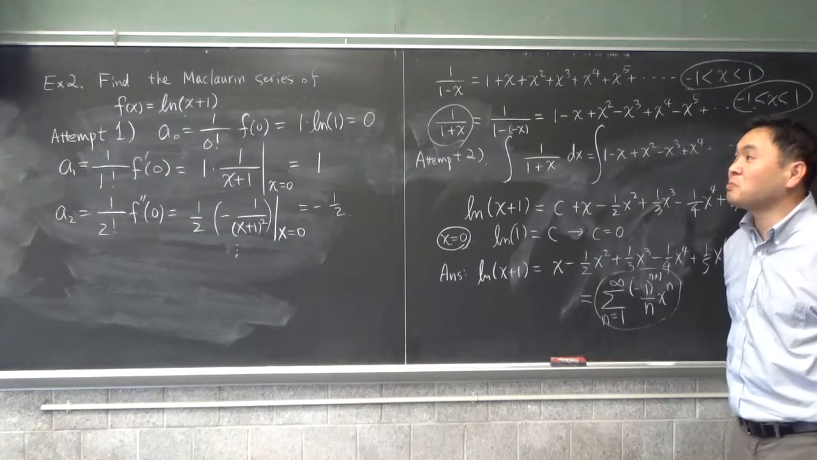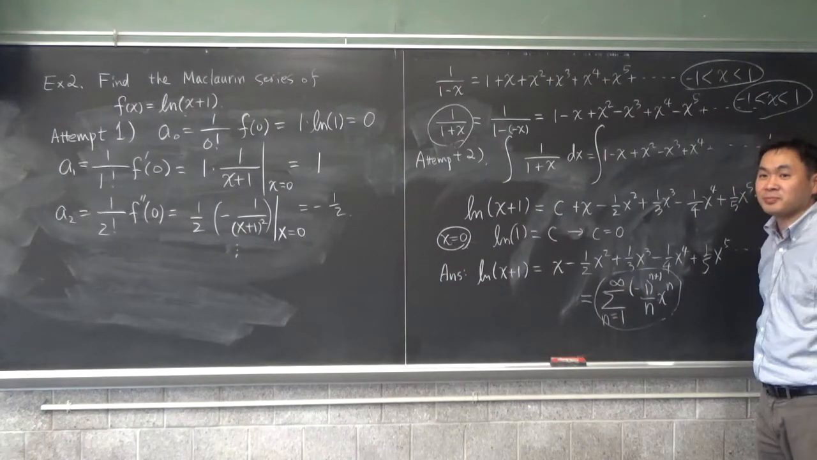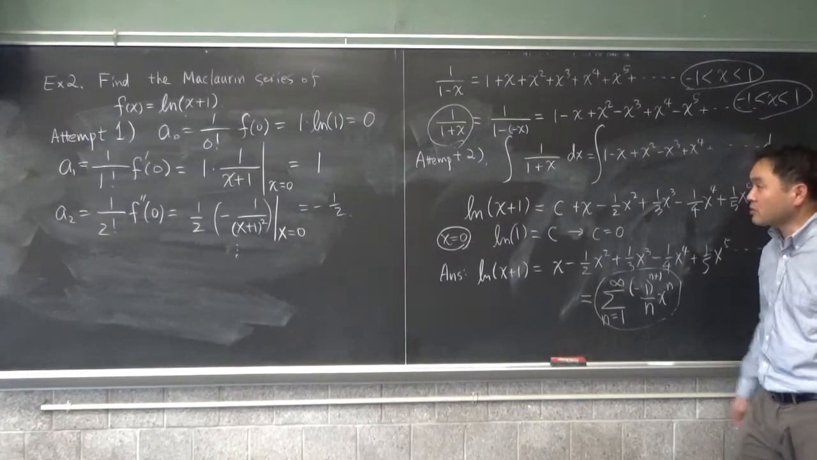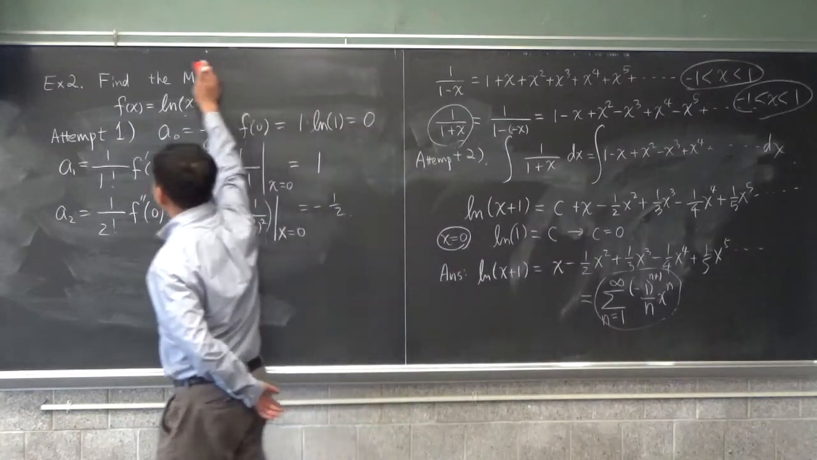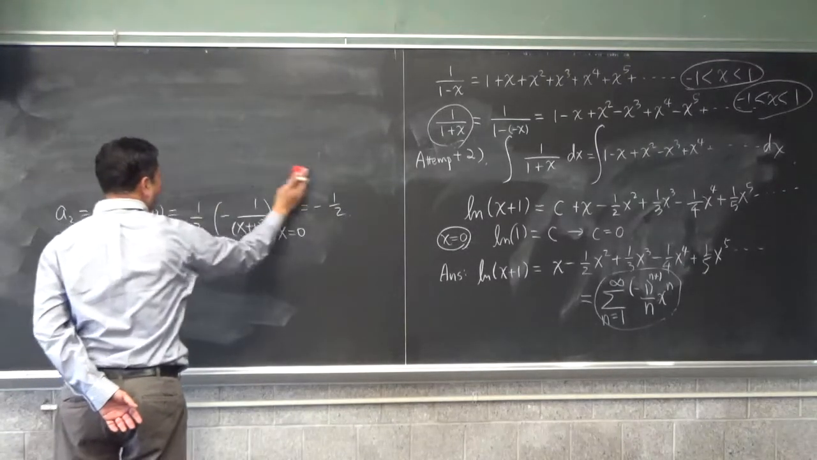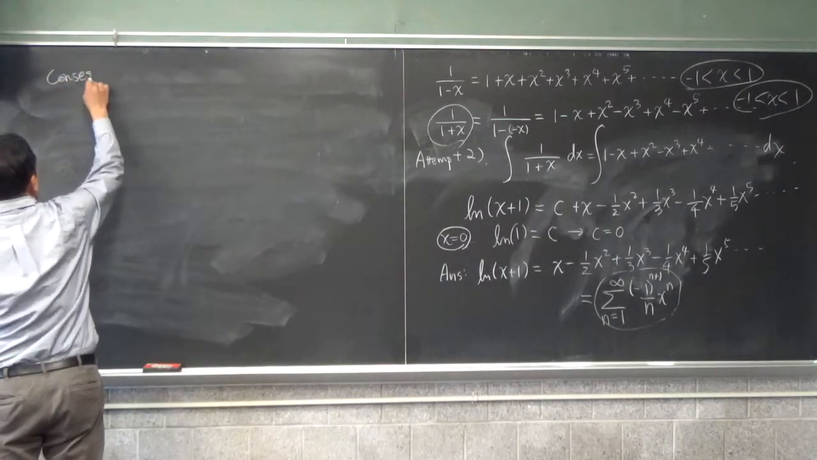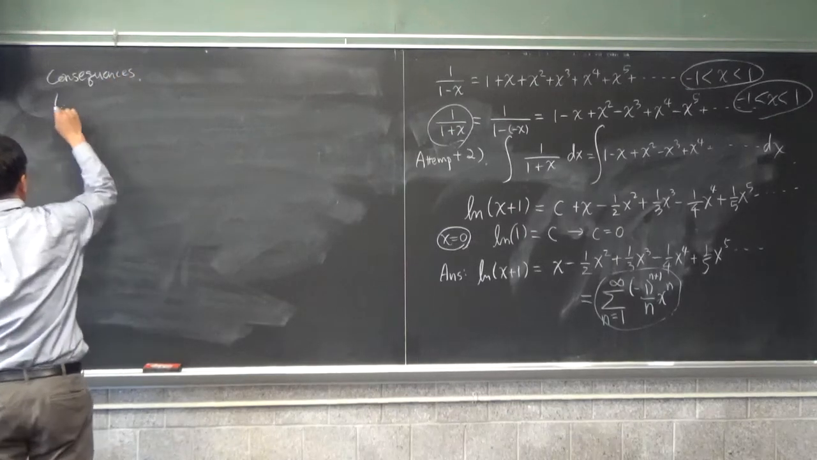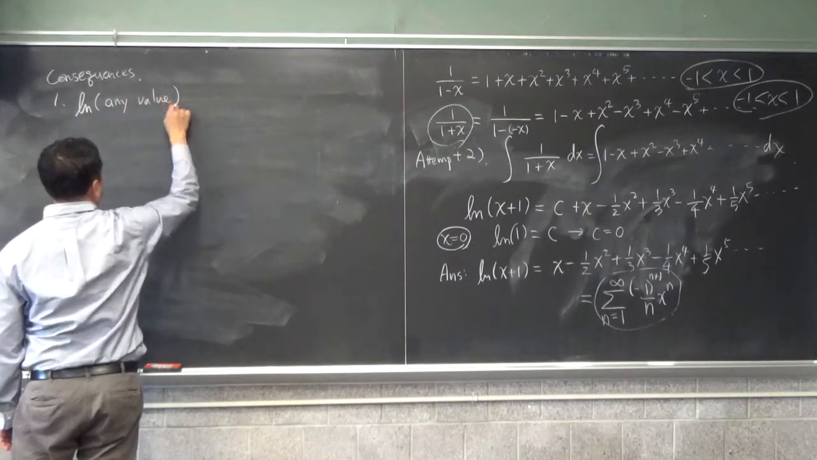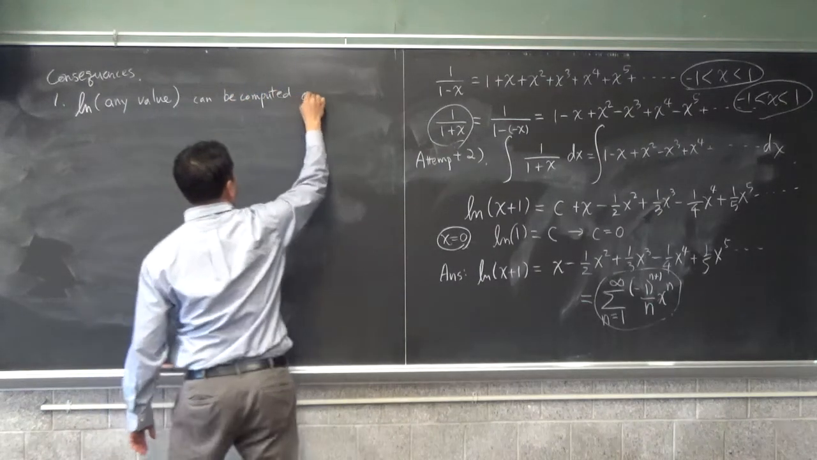Now, what is a bit of a surprise is that it actually still makes sense if x is 1. Still makes sense if x is 1. So let's talk about that. Okay? So let me write down a few consequences. Number 1, ln of any value can be computed as below.